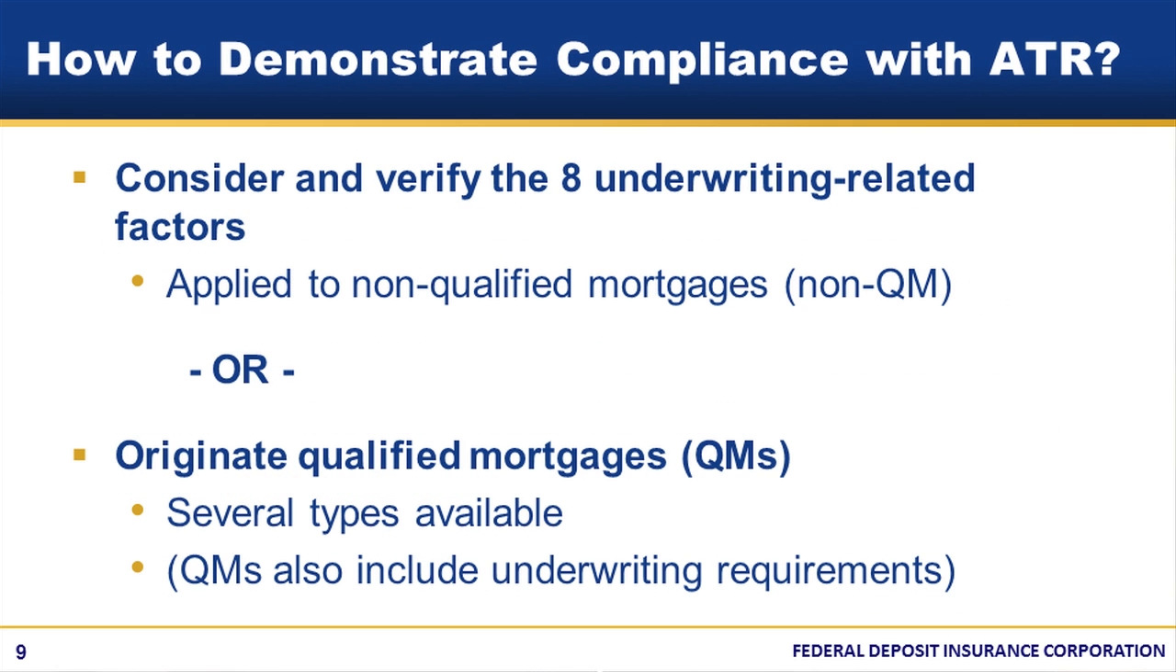To make that determination, creditors can either consider and verify 8 underwriting-related factors, or originate a QM, which can be one of several types of so-called qualified mortgages. We'll discuss the 8 factors that, as a practical matter, apply to non-QM loans in the next segment, and we'll discuss the requirements for QMs in Segment 6.